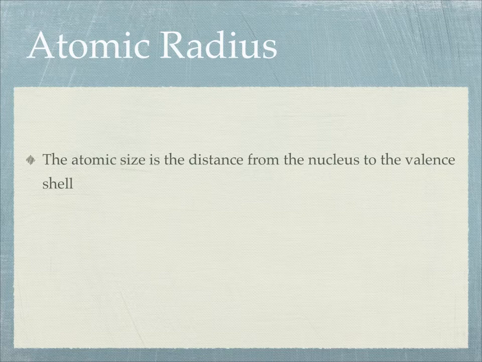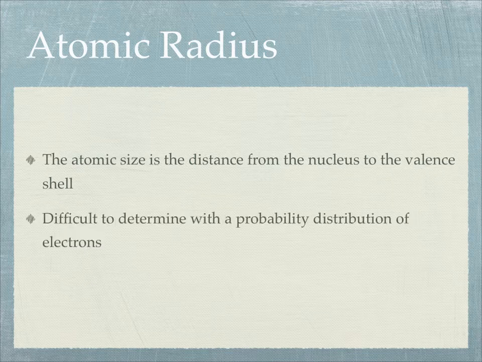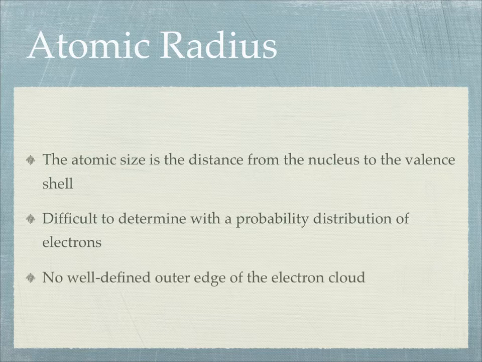So if we're talking about atomic size, it's the distance from the nucleus to the valence shell. Now think about that, to the valence shell. Well, how do we know where those electrons are going to be? We don't even really know exactly where an electron is at any time. It's pretty hard to determine when you're talking about a probability distribution. Because there's no well-defined outer edge of the electron cloud, we have to do things a bit differently. You're not just going to take a ruler to it and measure it.